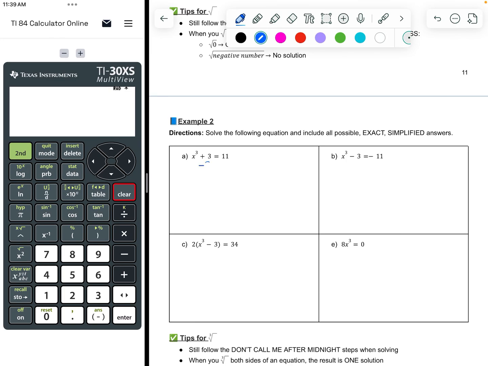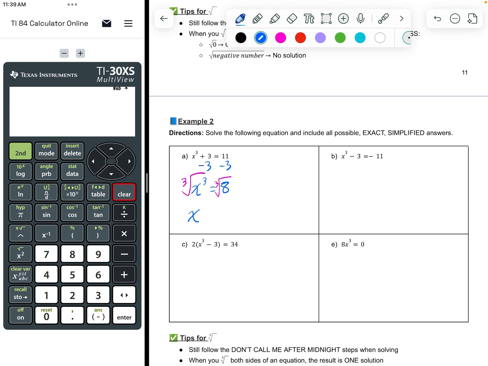Now looking at example 2, we have the same directions as we did on example 1, but here it looks like all of our exponents are cubes. Still, again, going to follow that same "don't call me after midnight," trying to isolate that variable. So to start with A, just like before, subtract 3 to both sides, get x cubed equals 8. And now the inverse of cube is cube root. So we cube root both sides to give us x.